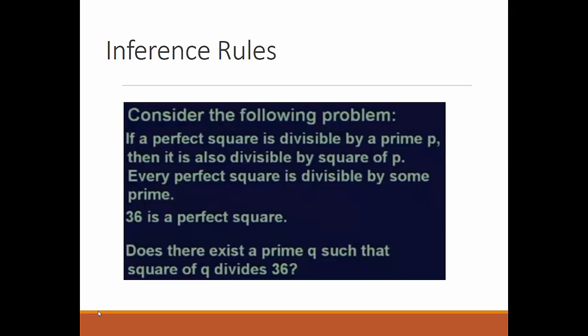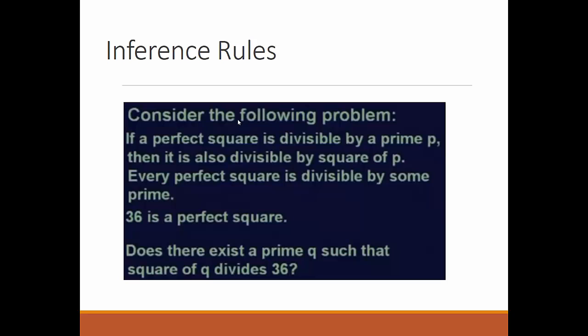Now, with the things already discussed, like universal elimination, existential elimination, and existential introduction, let's try to solve this problem. While we'll be discussing this problem, we will get to learn some new things and we will be using some things that we have already learned.